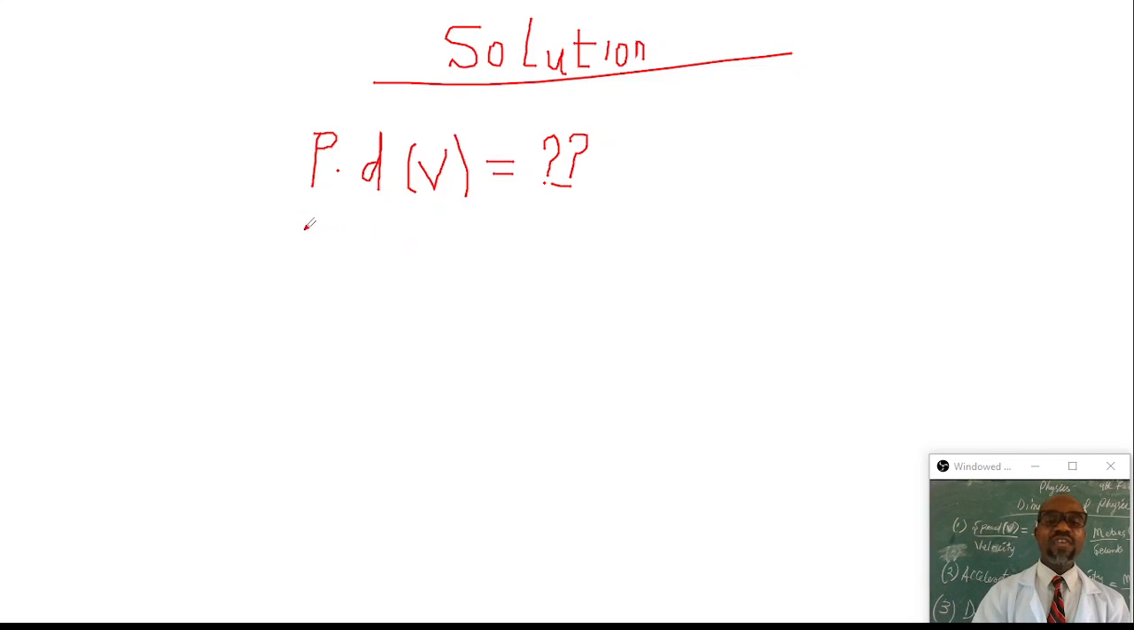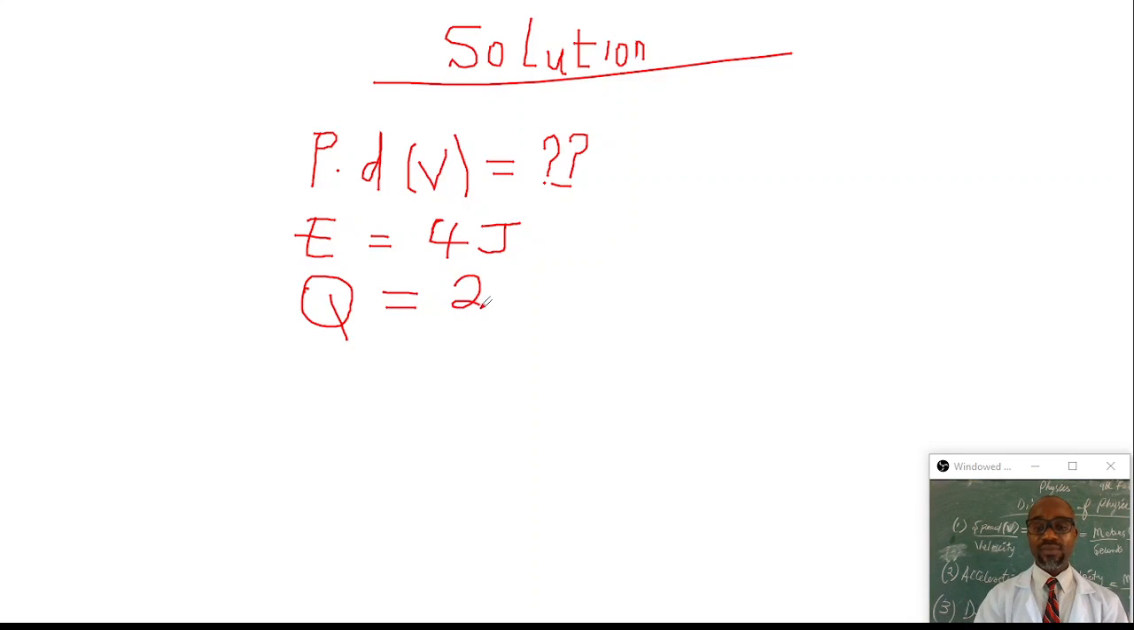Then, we are given energy. We are given charge, and we are also given energy. The energy in that is 4 joules. The amount of energy given is 4 joules. Then Q, we know the value of Q is given. Q is 2C, that is 2 coulombs of charge.